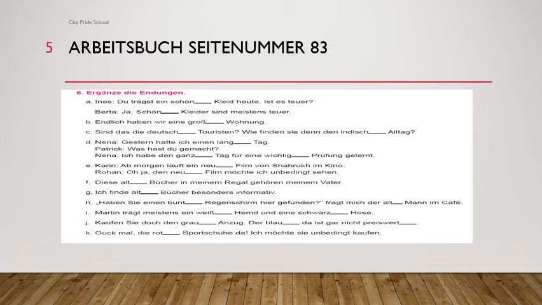F. Diese alten Bücher, these old books, in meinem Regal, Regal is shelf, in my shelf, belong to my father. Gehören is to belong. Gehören is a dative verb, that's why you can see that the one to whom it belongs is always dative. That's why Vater is dative here. Then G. Ich finde alte Bücher besonders informativ. I find old books especially informative.